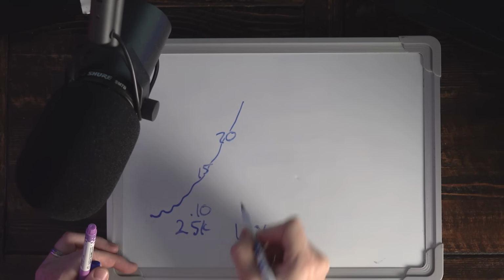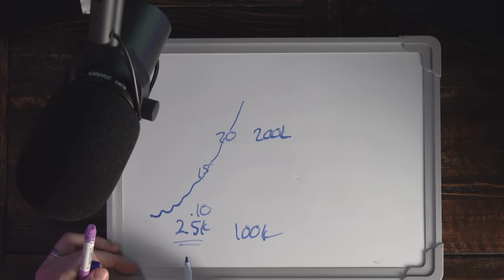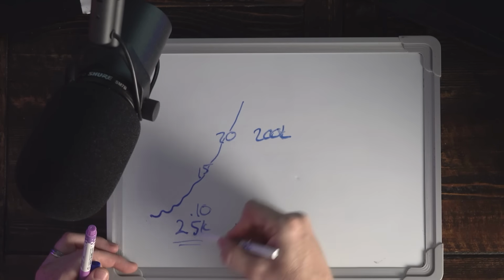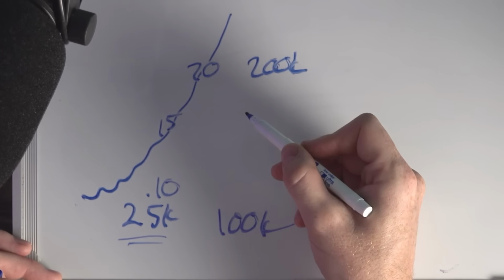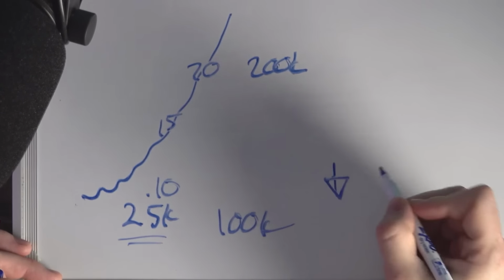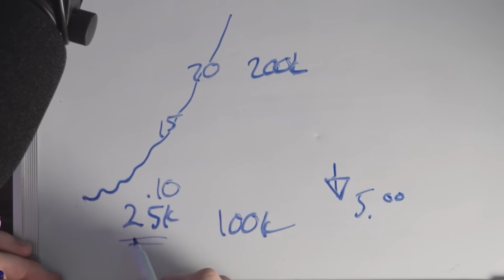So your value went from $100,000 to $200,000, and you did that all with a $25,000 initial position. You've done really well, right? Your return on your investment's done well. But then what happens if you got in at 10 and it drops to 5? So if it drops to 5, well, now wait a second. This isn't good.